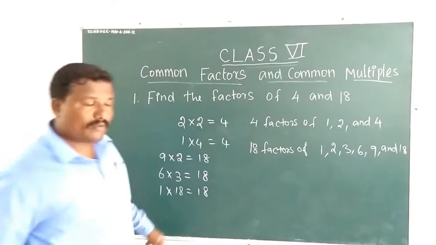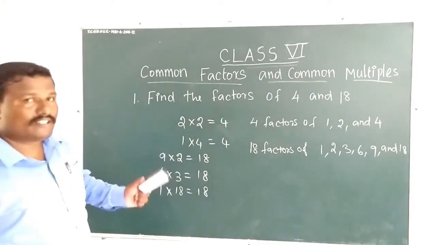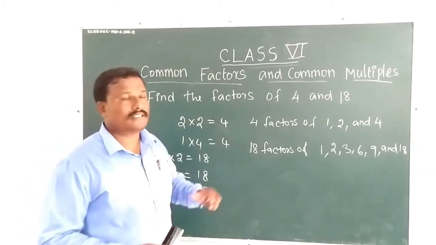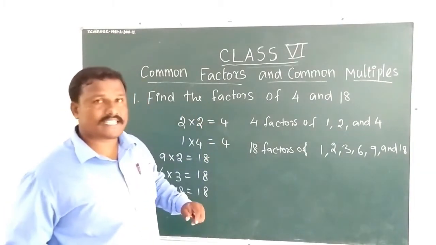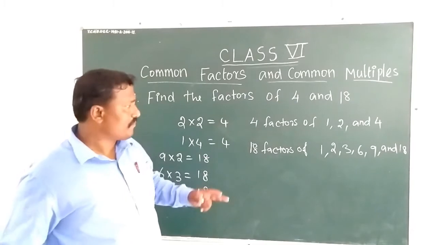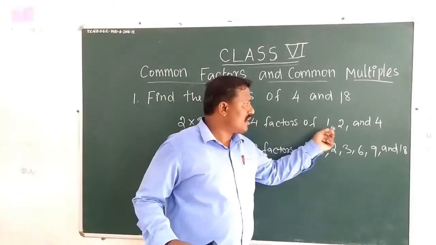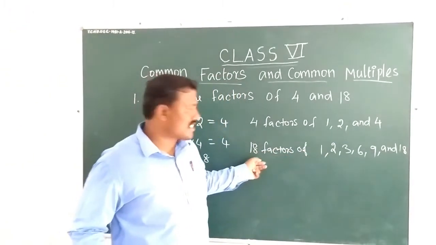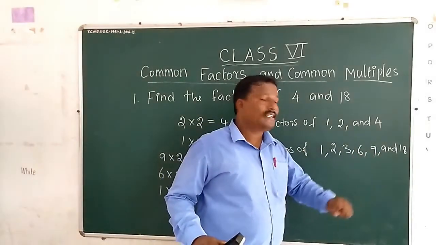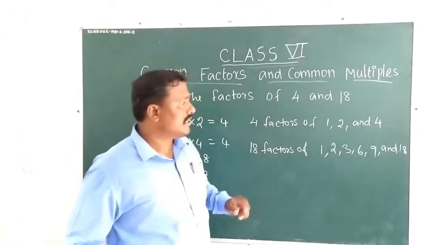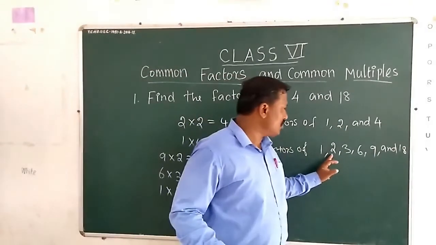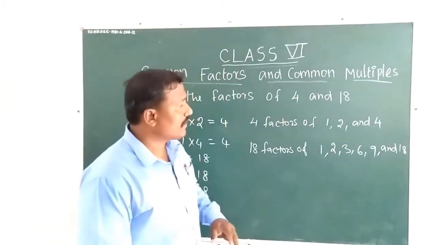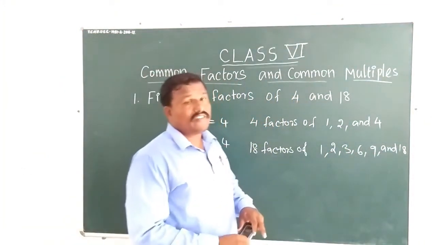We already find factors like this only, but common factors and common multiples are somewhat different. The factors of 4 are 1, 2 and 4, 3 factors. The factors of 18 are 1, 2, 3, 6, 9 and 18. Totally how many factors? 1, 2, 3, 4, 5, 6 factors. Here 3 factors. In these two, which is the common?